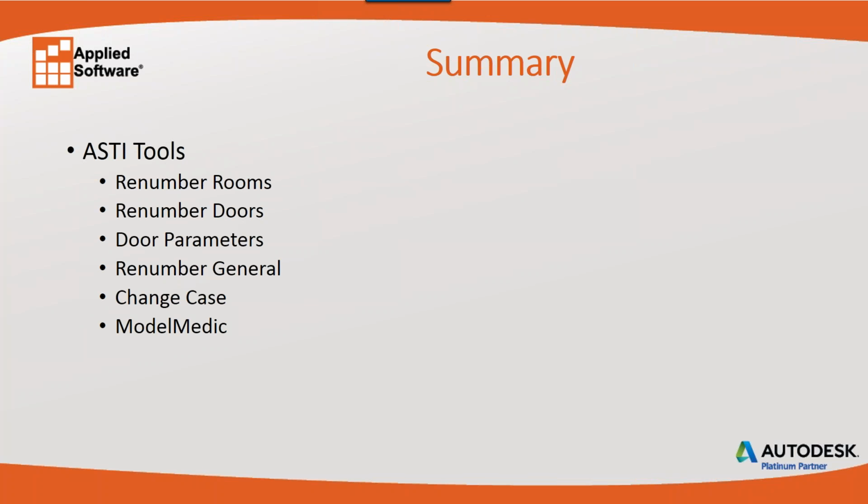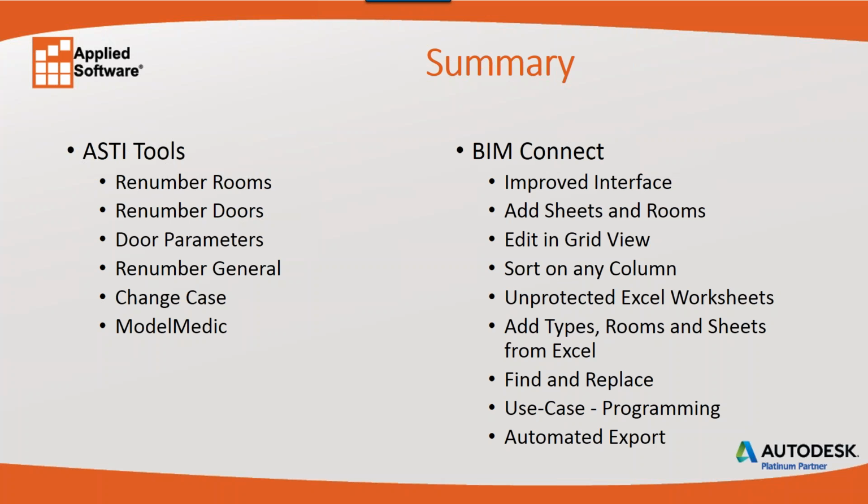So let's summarize a few things. First off, ASTI tools, a variety of tools for doing common tasks, a lot of renumbering tasks in particular, also ModelMedic and the change case tool. And then of course, BIM Connect, we've got an improved interface with this new version. We can add sheets and rooms. Don't need to edit in Excel if you don't want to.